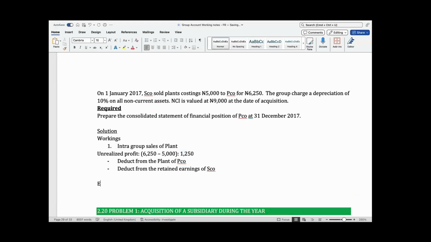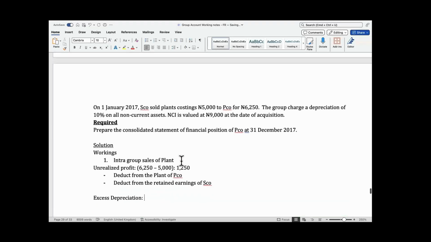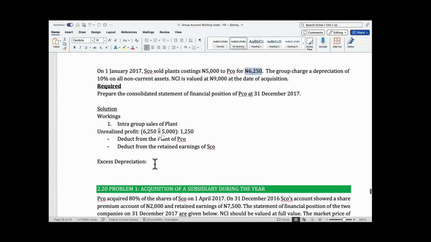Additionally, there is now excess depreciation. Because ordinarily, depreciation should be calculated on 5,000, but because PICO bought the asset at 6,250, it will have calculated depreciation on this 6,250. So it must have calculated depreciation to the extent of the profit, the excess. So there's an excess depreciation of 125.